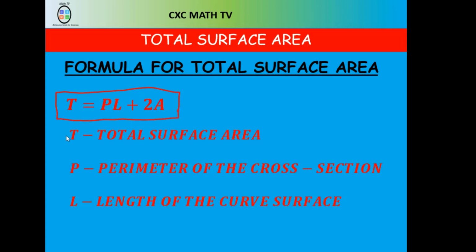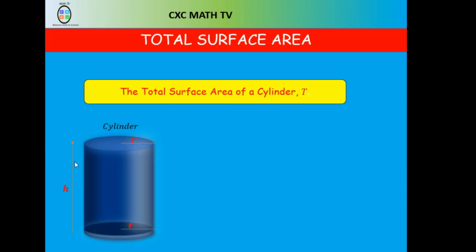T is the total surface area. P is the perimeter of the cross section. L is the length of the curved surface. So, for example, look how we're going to use it for this.